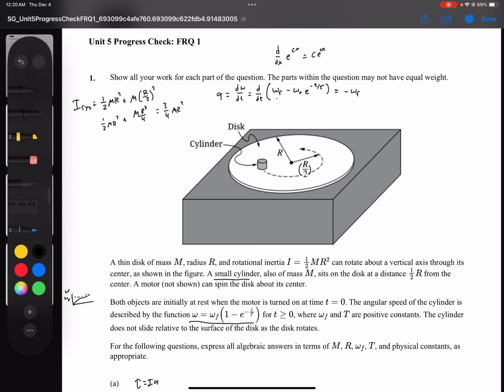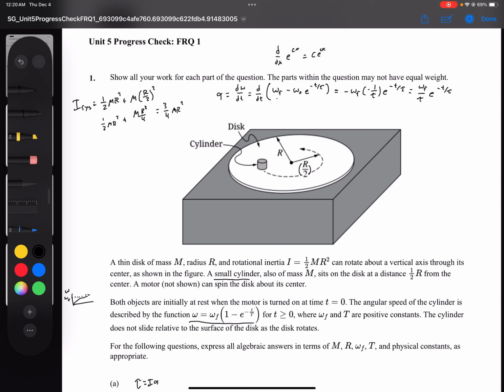This part doesn't matter, but the omega f times e to negative t over tau, that's what we care about. So I'm going to bring down that constant in front of the t, which is negative 1 over tau, and then multiply by e to the negative t over tau. Let's clean this up a bit. Negative omega f times negative 1 over tau is basically just omega f over tau times e to negative t over tau.